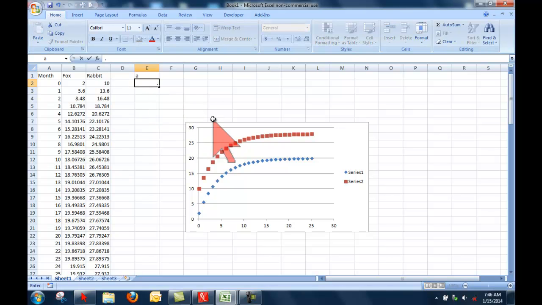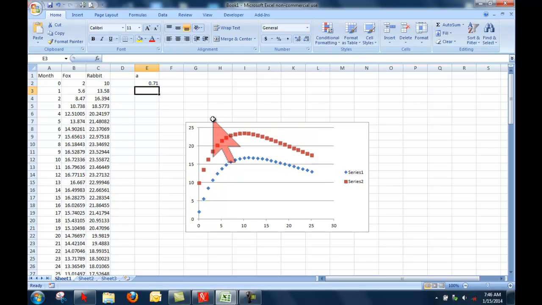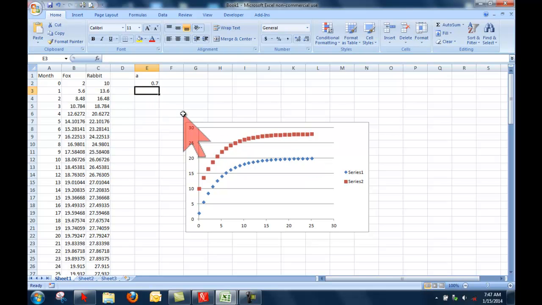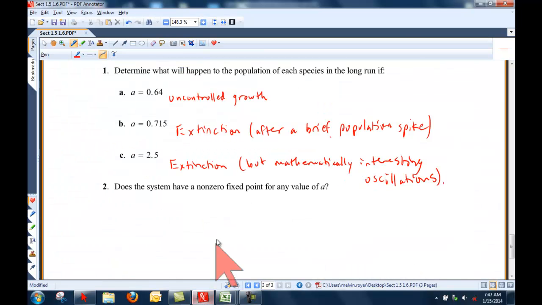Maybe 0.71, which is very close to one of the values that we took. And okay, that seems to be peaking and going back down. So actually 0.7 seems to be about as close as I can get. And that turns out actually to be what it is.